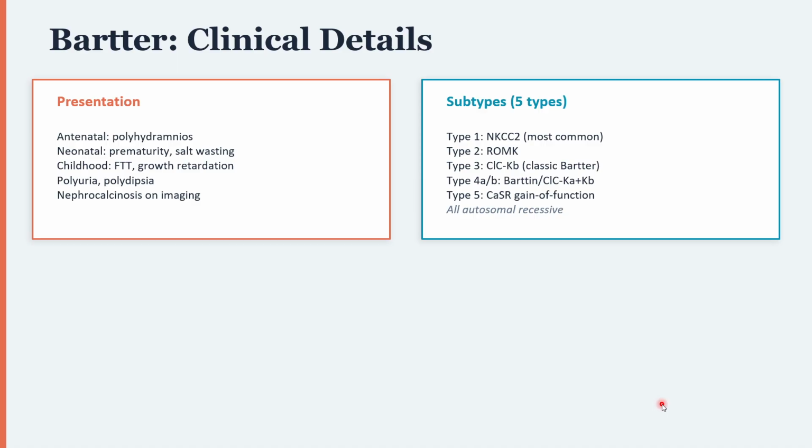For boards, you mainly need to know type 1 NKCC2, the association with prematurity, nephrocalcinosis, and hypercalciuria.